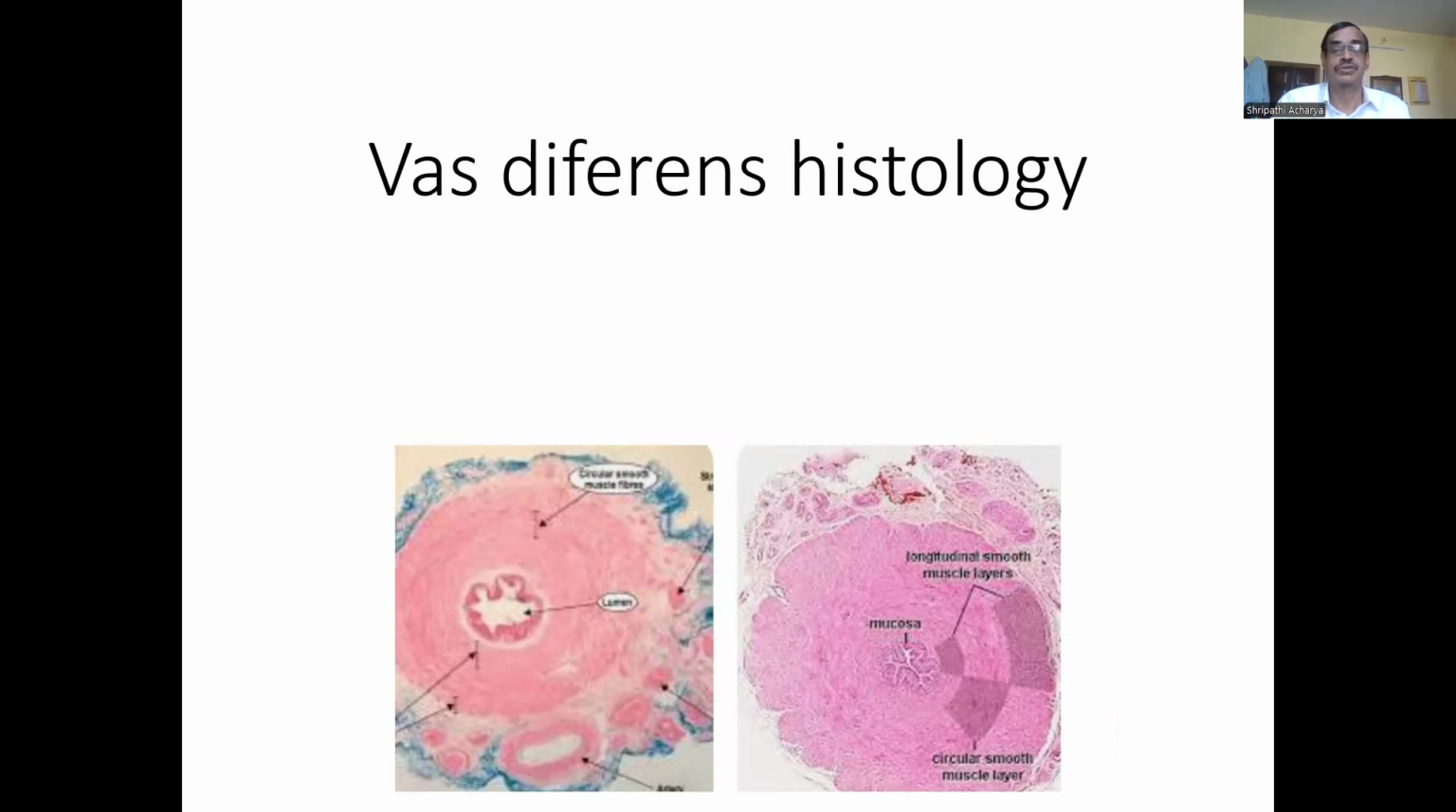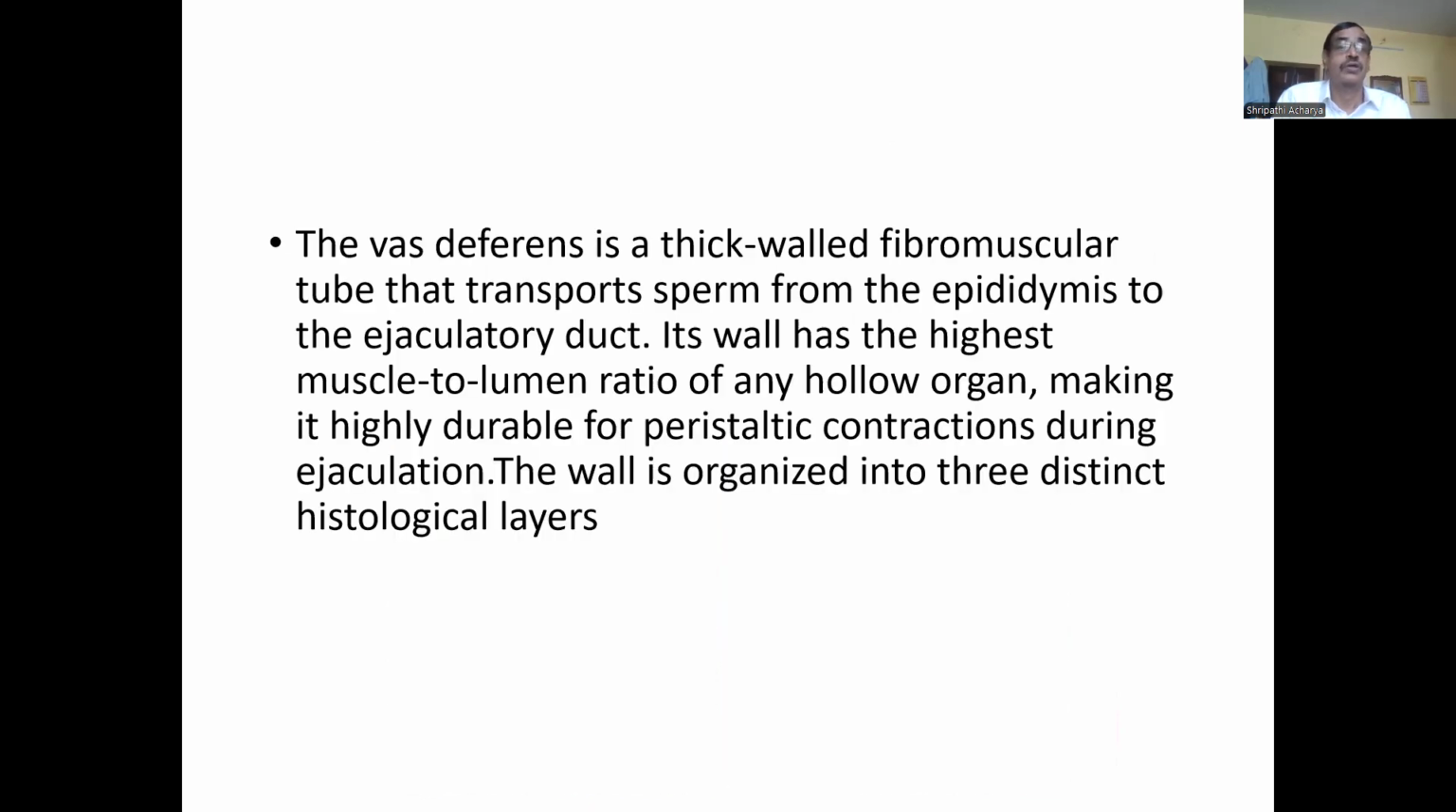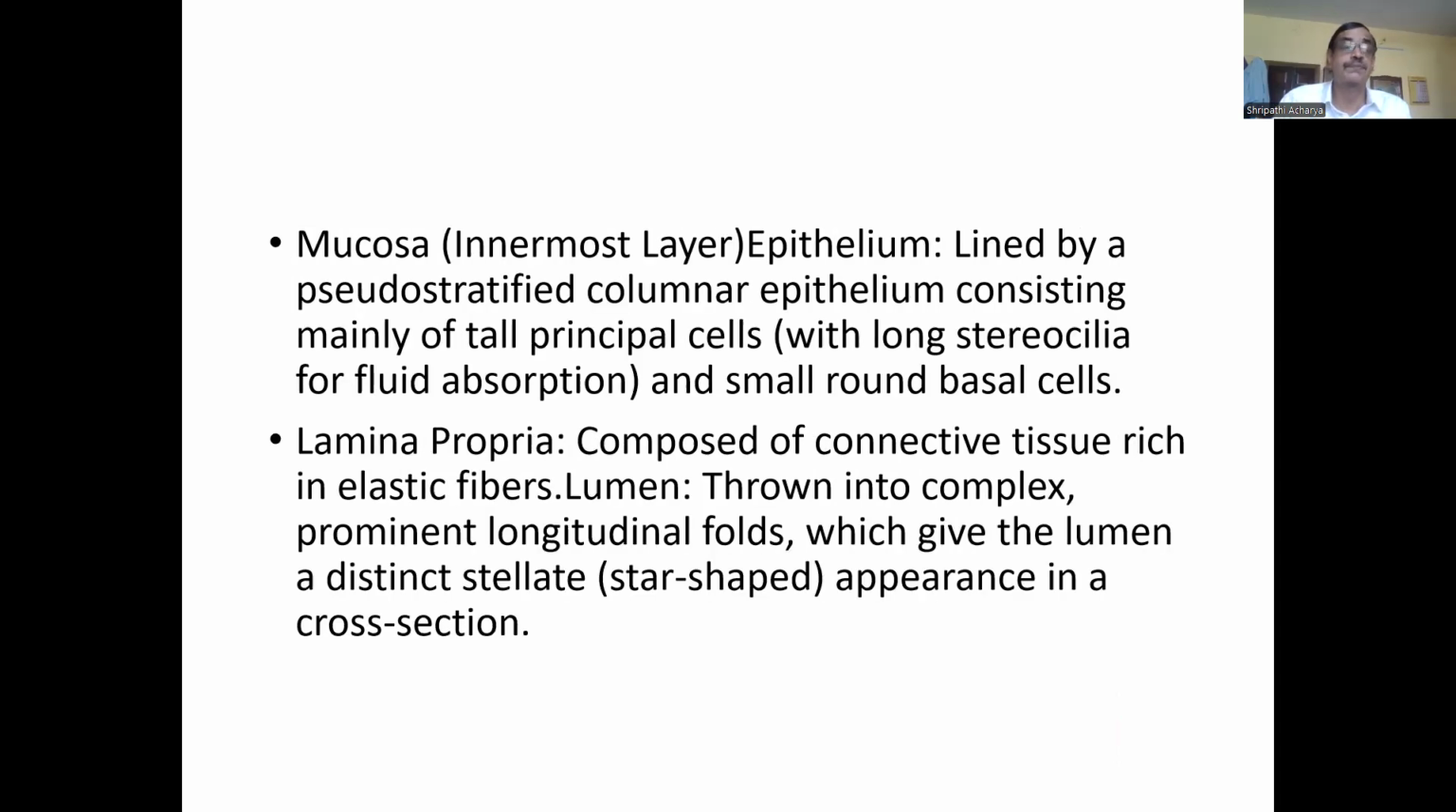Vas deferens histology. The vas deferens is a thick-walled fibromuscular tube that transports sperm from the epididymis to the ejaculatory duct. Its wall has the highest muscle-to-lumen ratio of any hollow organ, making it highly durable for peristaltic contractions during ejaculation. The wall is organized into three distinct histological layers.